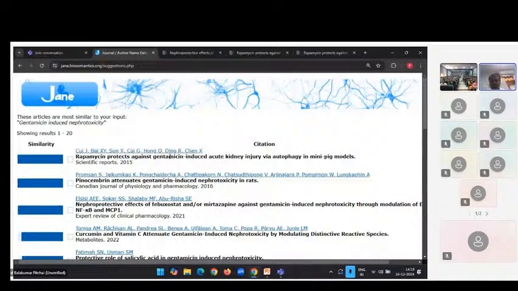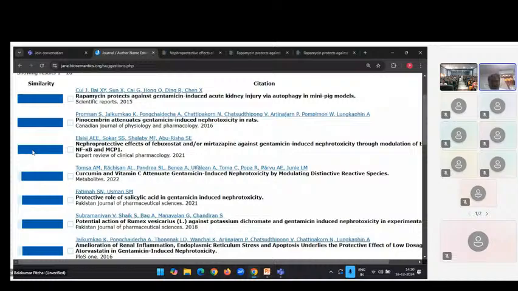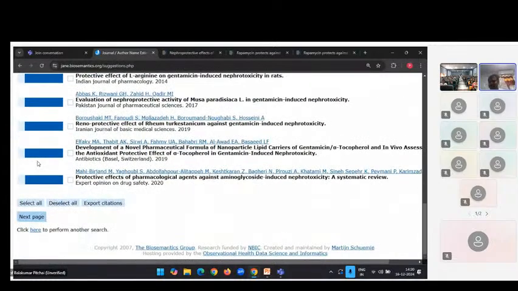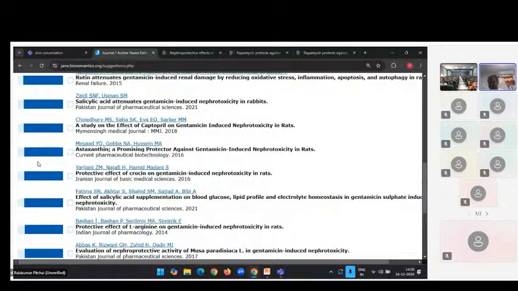JANE is the product, and JANE will give more similarity index. See, this paper is more similar to the search item you have entered, then followed by this paper, this paper, this paper. So it gives results according to the similarity to what you enter. And all the papers retrieved by JANE will be available on PubMed. So only PubMed papers will be opened by JANE. So don't forget about JANE.